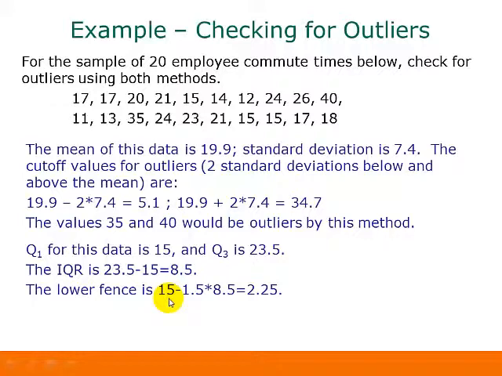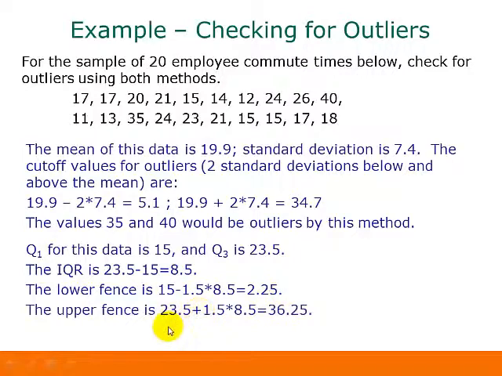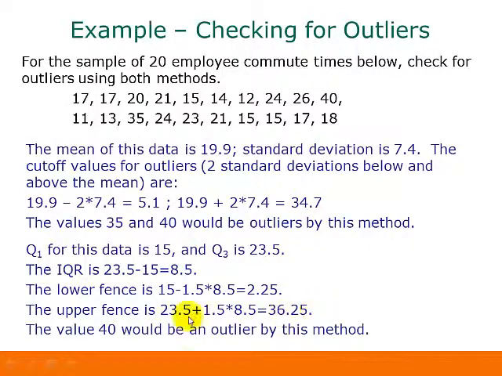And for our fences, our lower fence again is the first quartile minus 1.5 times the interquartile range. That gives us 2.25. The upper fence is the third quartile plus 1.5 times the interquartile range, which gives us 36.25. Notice that these boundaries are actually further out than the ones we had using the other method. So using this method, the only value that would be outside these cutoff values would be 40. So using this method we only have one outlier, whereas using the other method we had two.